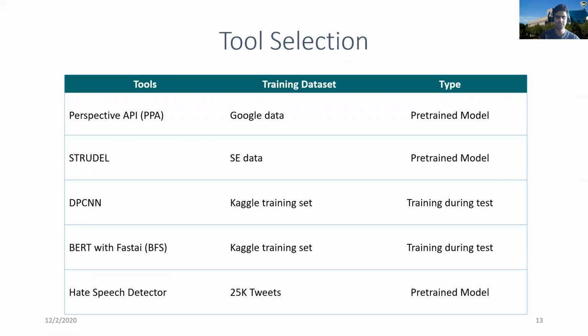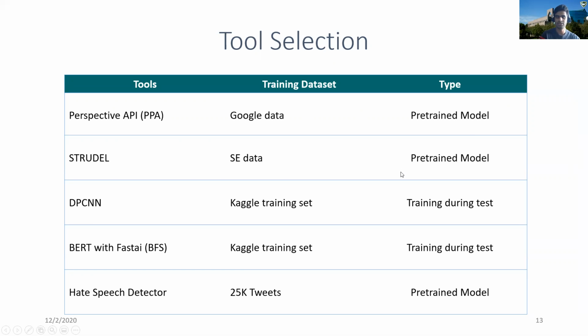Then we have selected 5 tools for evaluation. First of all, we selected the Perspective API, which is developed by the Google Conversational AI team, and is one of the state-of-the-art tools for detecting toxicity. Then we have also selected the Strudel tool, which is the first tool for detecting toxicity in the software engineering domain. The last 3 tools, Deep Pyramid Convolutional Neural Network, BART with Fast AI, and Hate Speech Detector, are all published in conference or journal papers, and their code is publicly available.